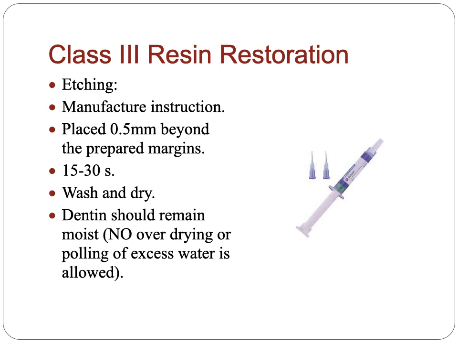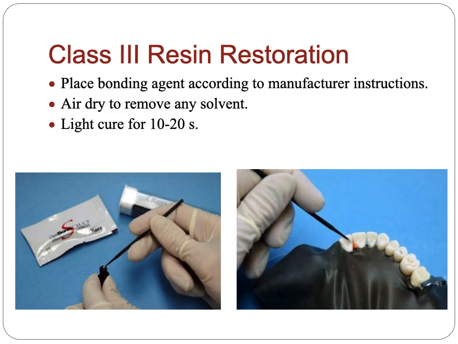Dentine should remain moist. So if we dry the tooth structure after etching, it's better to use a cotton roll, not the air syringe, to prevent the collapse of collagen fibers that we spoke about before. So if you use air syringe on dentine after etching, you will collapse the collagen fibers and this will affect your bonding. So use only the cotton roll.